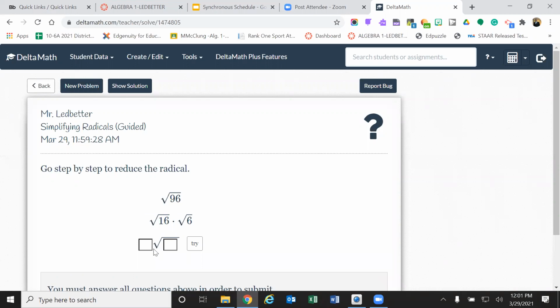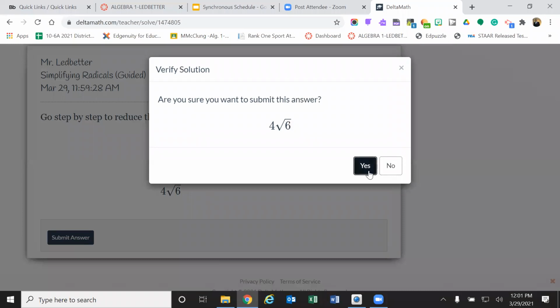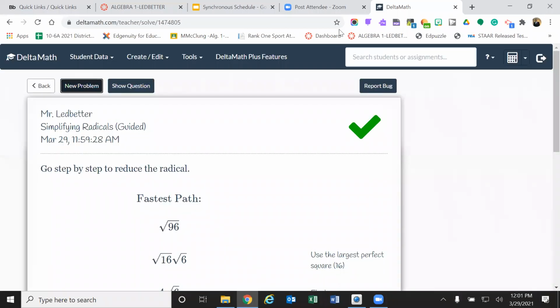All right, now what number times itself gives me 16? And you should say 4. And then this here is 6 because we don't have a number times itself that gives me 6. All right. And so you try, and this is exactly what we had on our paper for the square root of 6. All right. Now that's how you do it.